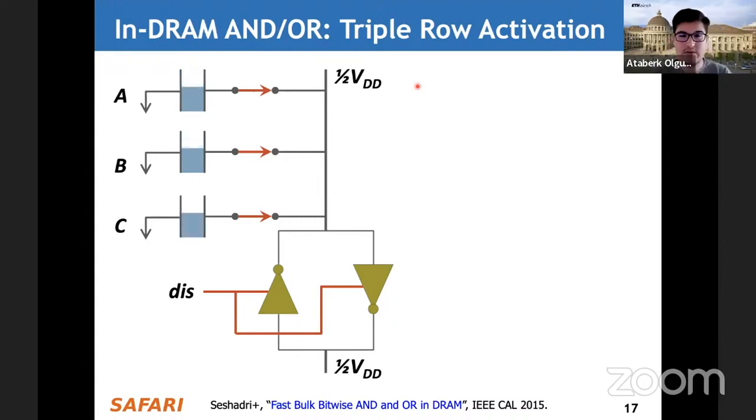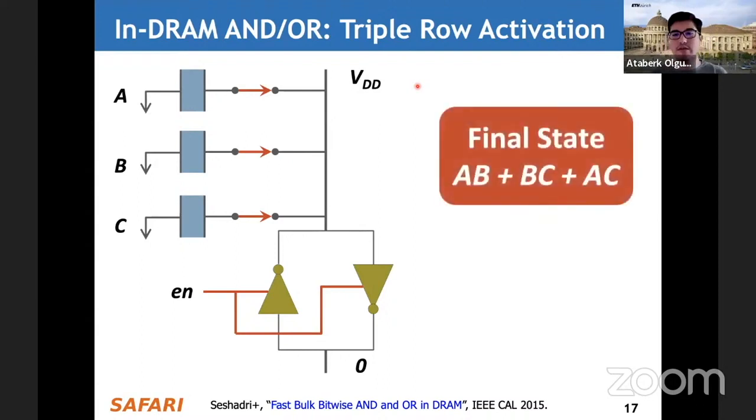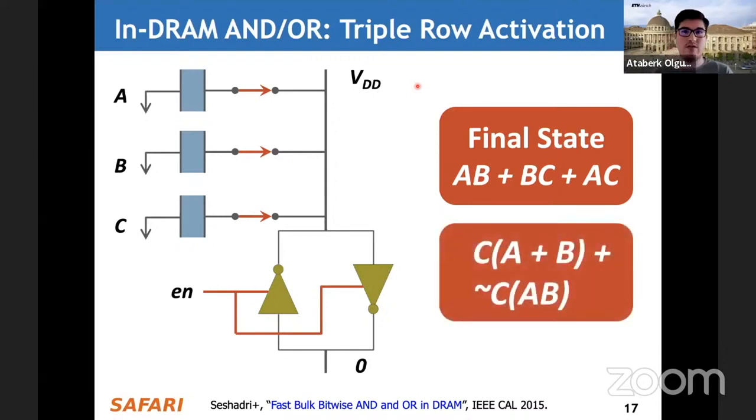After some time, the cells that are charged will lose their charge, and the cell that was not charged will gain some charge. This will cause some deviation on the bit line, and then this will be amplified by the sense amplifiers, and then the charge will be restored as we have seen previously. Now, if we take a deeper look, we will see that this final state of the bit line is essentially this Boolean formula here: AB or BC or AC. And if you simplify this a bit, you will get to this formula.